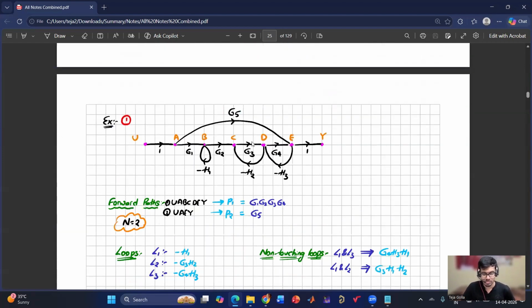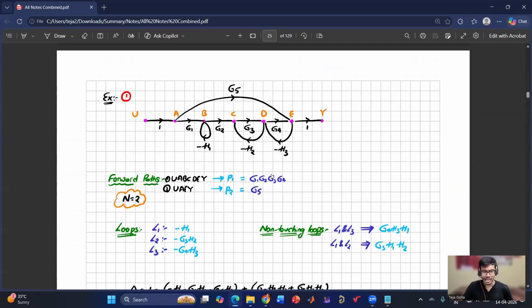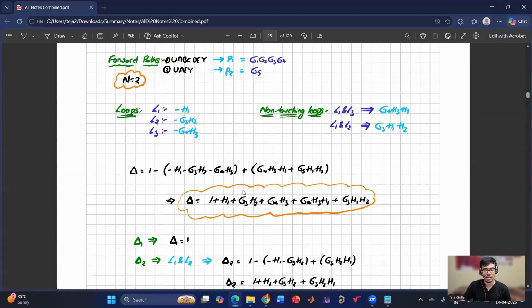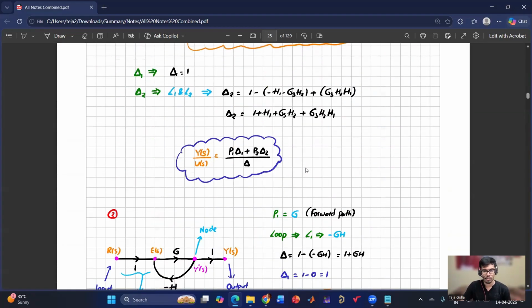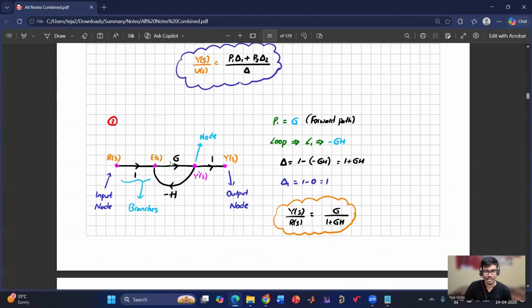And then we have solved one problem and applied Mason's gain formula. First you have to identify the forward paths as well as the loops and non-touching loops. Then we slowly apply the formula one by one and get the overall transfer function. And this is another such simple problem where we have applied Mason's gain formula and obtained this.